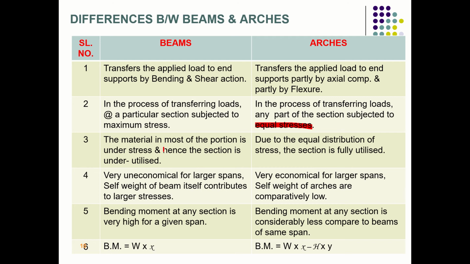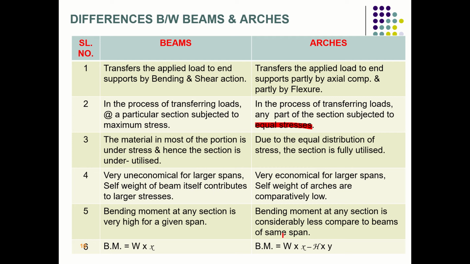Number four, beams are very uneconomical for larger spans, as the self weight of the beam itself contributes to larger stresses. However, arches are very economical for larger spans as their self weight is comparatively low, and the arch action helps in providing larger spans. Number five, bending moment at any section in a beam is very high for a given span, as we already know. However, in an arch the bending moment at any section is considerably less compared to a beam of the same span.